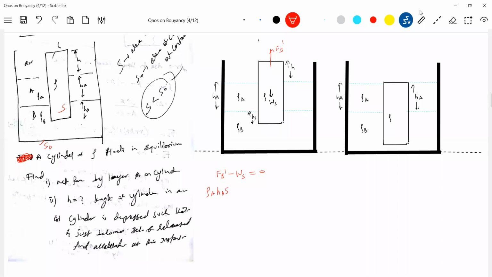HA into area of cross section S G plus rho B HB SG minus weight of the solid. Weight of the solid is rho into H plus HA plus HB. It is asking to calculate the value of H. So this will become rho A HA plus rho B HB minus rho HA plus HB is equal to rho H.